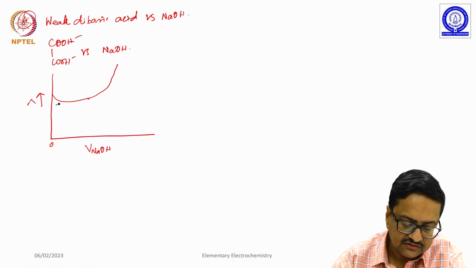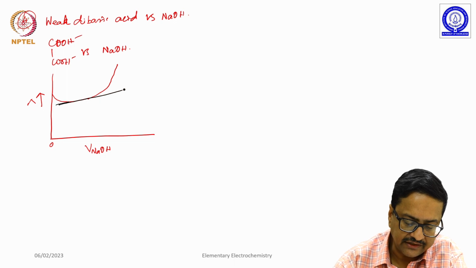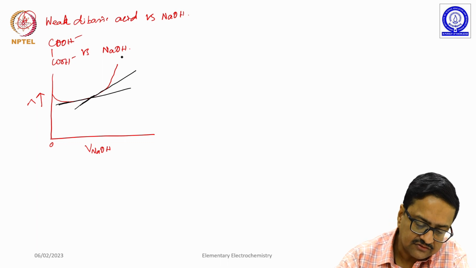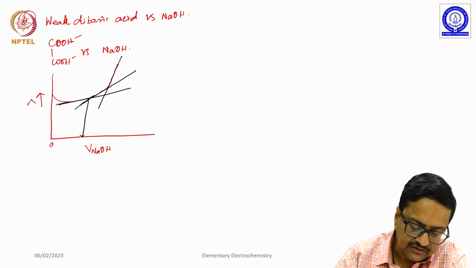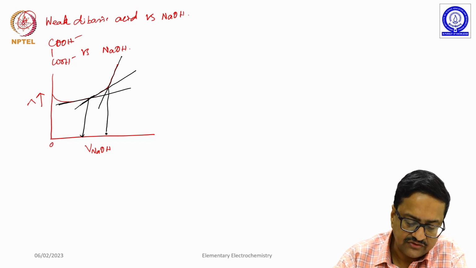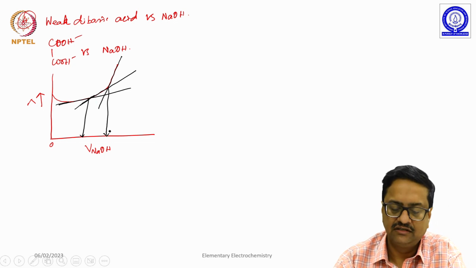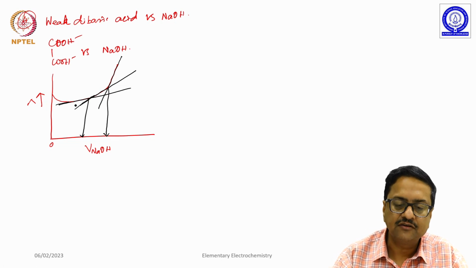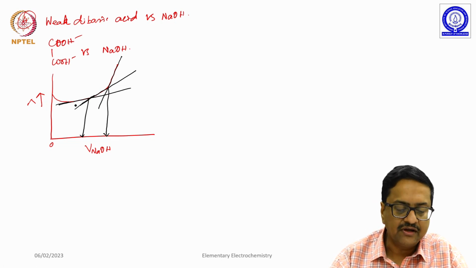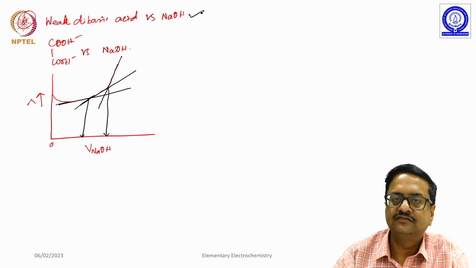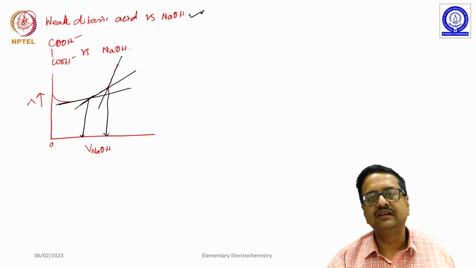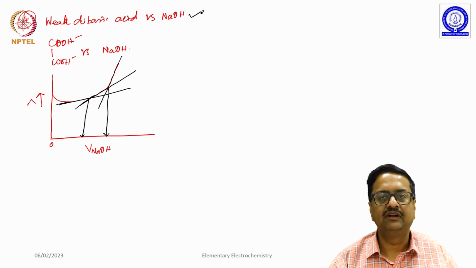What one has to do is draw a tangent here, draw a tangent there, and draw a third tangent here. So this one will indicate the first equivalence point, and this one will indicate the second equivalence point. But these changes will not be very prominent or sharp, so it is not advisable to do this kind of titration using the conductometric method. Rather, one should try to do this using a potentiometric method that we have already discussed.